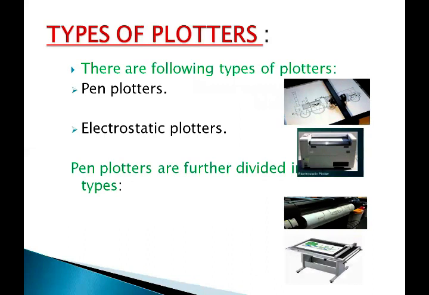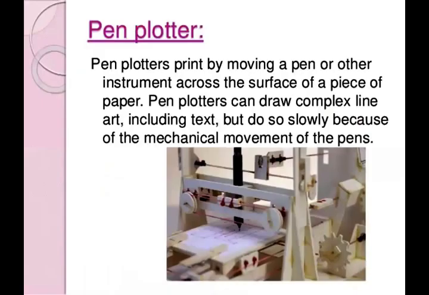Pen plotters are further divided into the following types. Number one is drum plotters, and number two is flatbed plotters. First one is the pen plotter. Pen plotters print by moving a pen or other instrument across the surface of a piece of paper. They can draw complex line art including text, but do so slowly because of the mechanical movement of the pens.